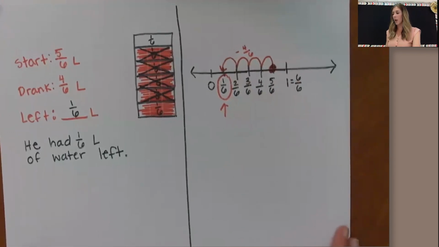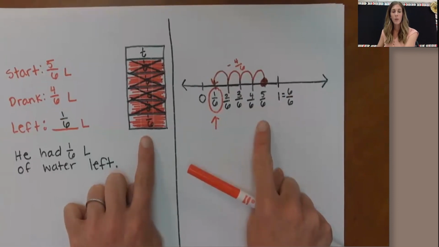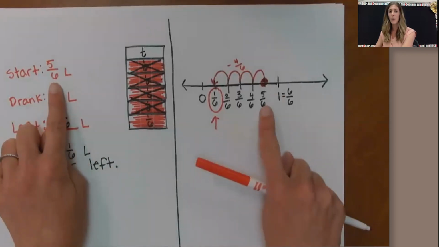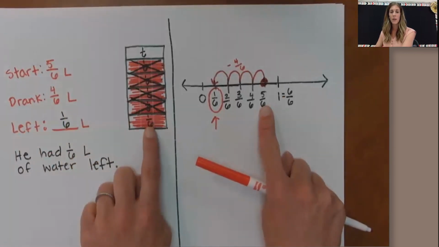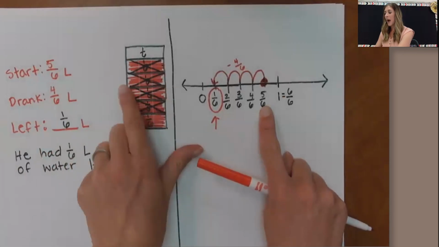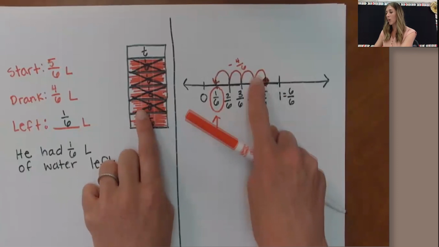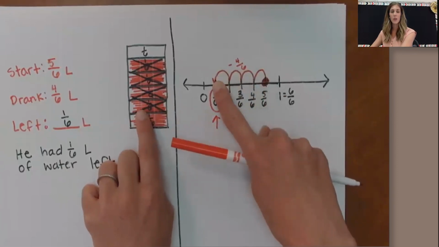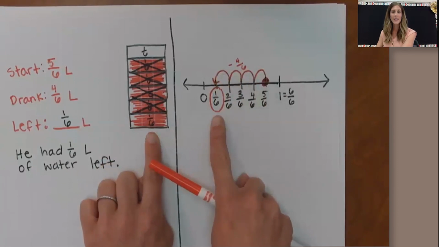So let's review what we learned. We can see that both models deal with one whole split into 6 equal parts. We can easily see the 5/6 represented on our number line and the 5/6 shaded in our drawing. We marked an X out to represent losing the 4/6 here. We went backwards on our number line to represent losing the 4/6 here. And then we can see that there's 1/6 left in each model.